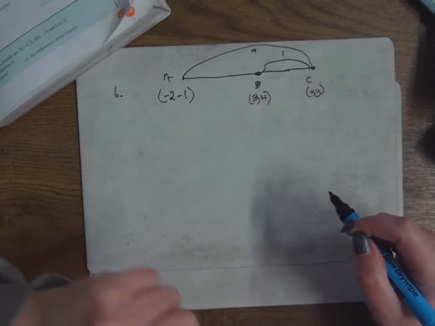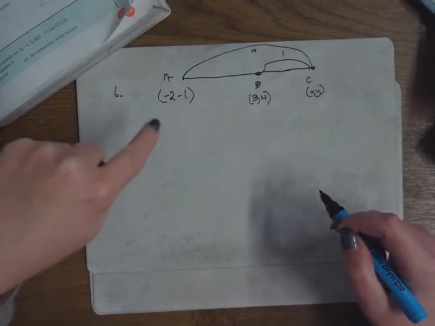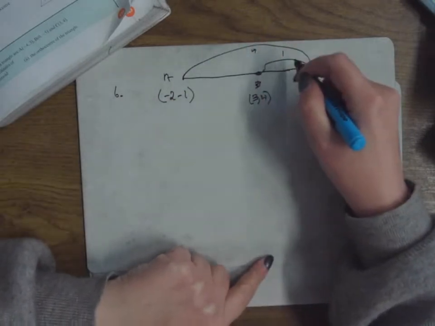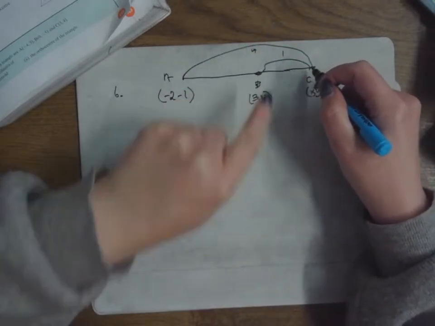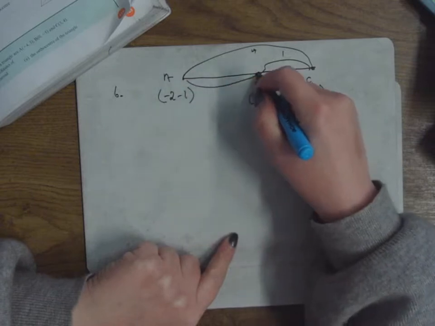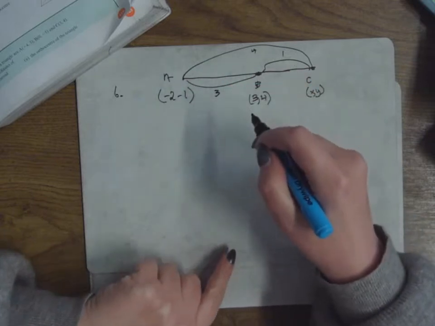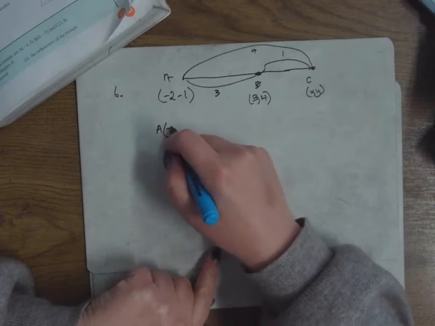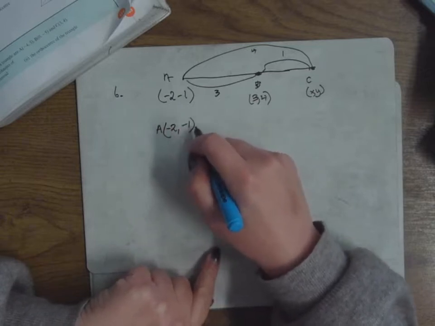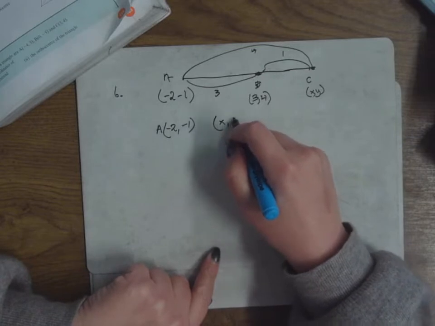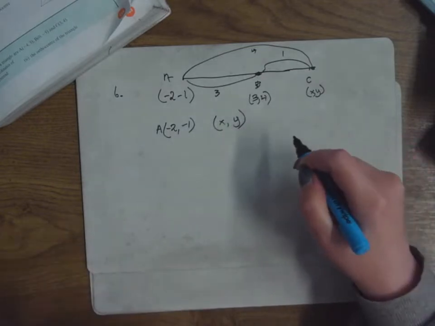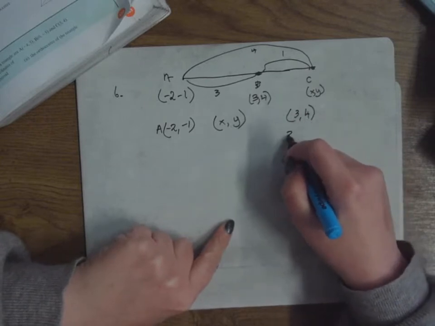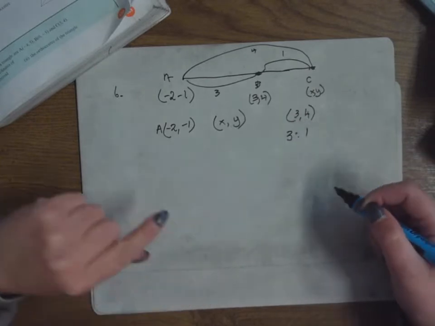Okay, but dividing the line in the given ratio is normally the middle one. So if that was 4 parts all the way to the end and it's 1 part to here, what would this be? 3 parts, wouldn't it? So A is (-2, -1), and C is (x, y), and (3, 4) is the point that divides it in the ratio 3 is to 1. Does everyone see what I've done there?